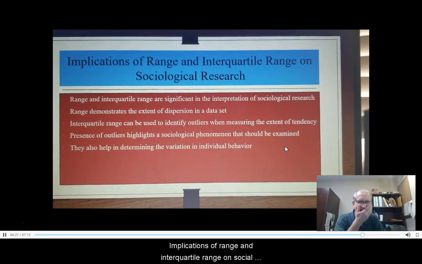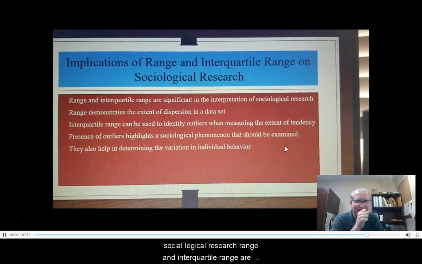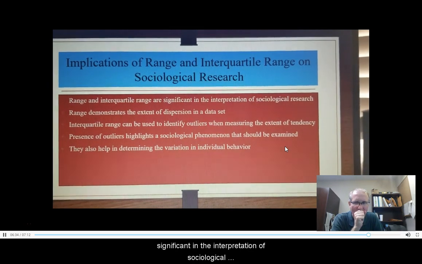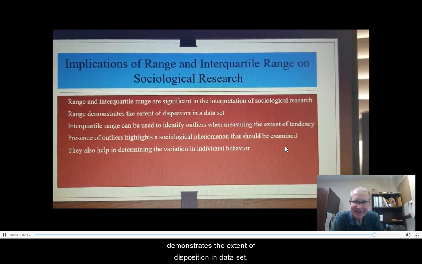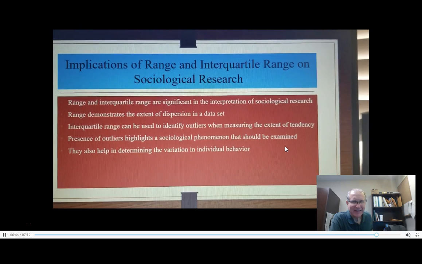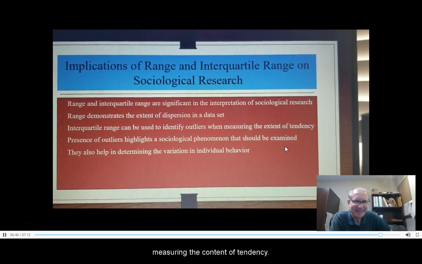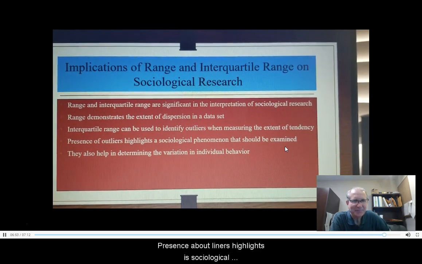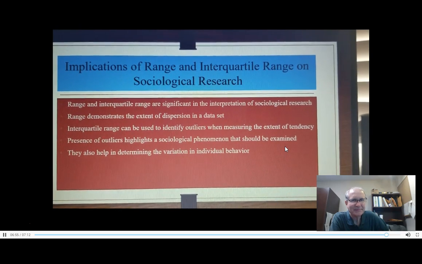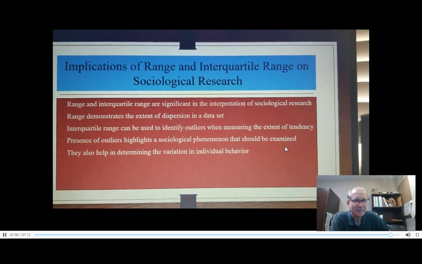Implications of range and interquartile range on sociological research. Range and interquartile range are significant in the interpretation of sociological research. Range demonstrates the extent of disposition in a data set. Interquartile range can be used to identify outliers when measuring central tendency. The presence of outliers highlights a sociological phenomenon that could be examined. They also help in determining the variation in individual behavior.